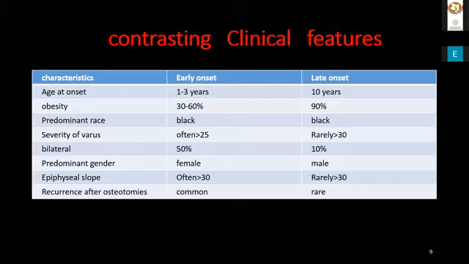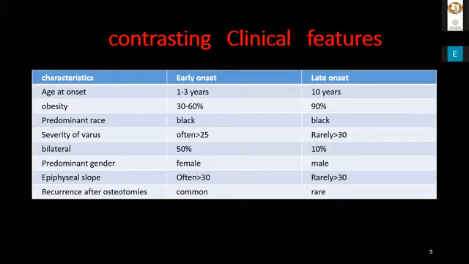A child of 10 years can weigh up to 80 kgs. The race, of course, we are all Africans in Kenya, but I've only seen blacks, I've not seen a white. The sphericality is more in early onset. It's usually bilateral in 50% of the children. In the late onset it is only 10%. So late onset, they may present as a unilateral deformity. Females are usually predominant in early onset and males in the late onset.